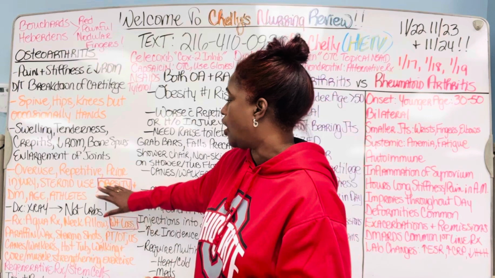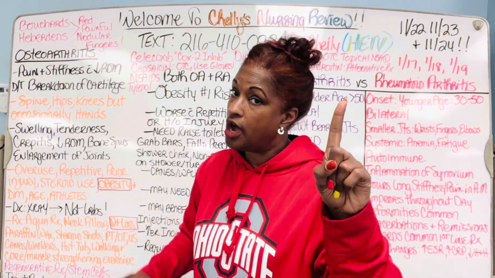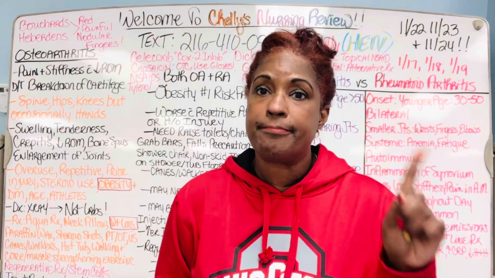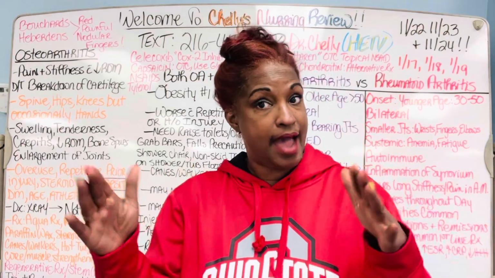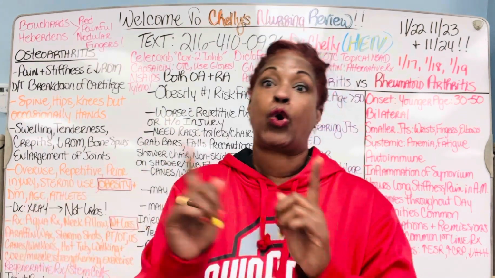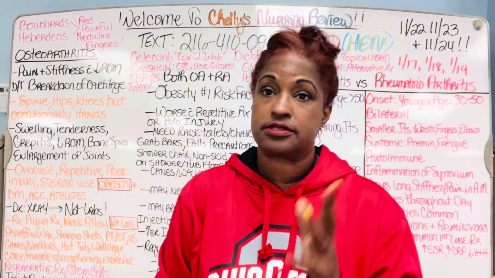So again, obesity is number one. Y'all heard me? I'm going to say that one more time. Obesity is the number one risk factor. BMI greater than 25 is considered overweight. Greater than 30 is considered obese. So you've got to know this.